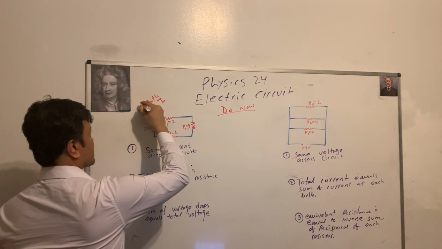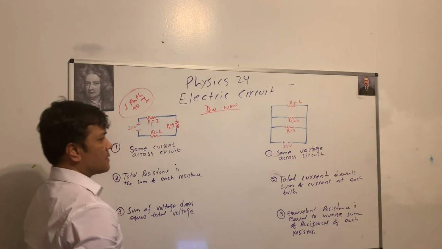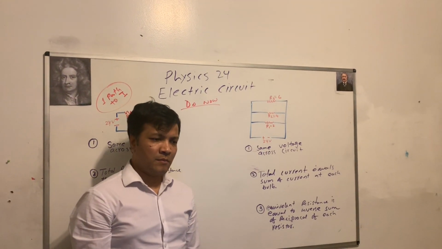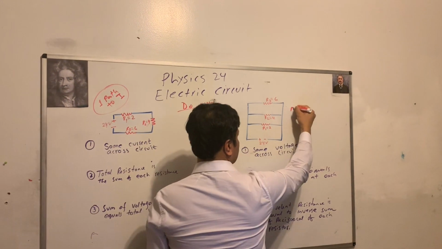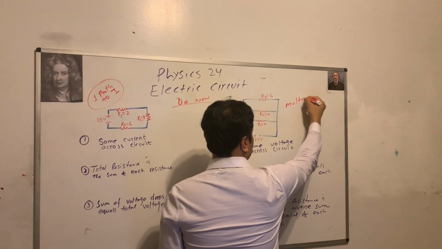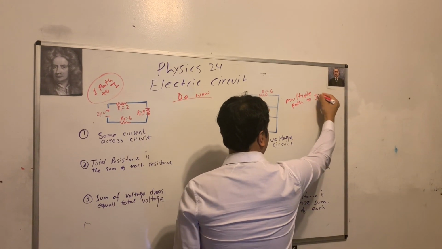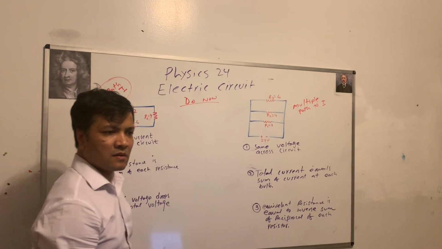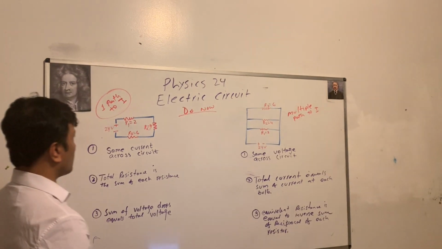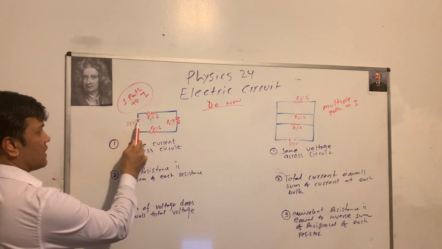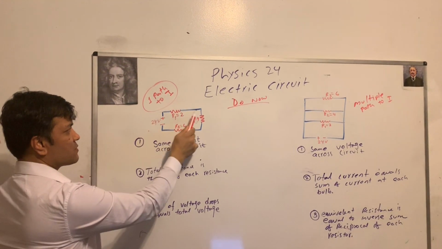In the parallel, there are multiple paths to the current. Some are blocked by resistors. I is the symbol for current. So one path for current, as you see the current goes from positive to negative terminal.